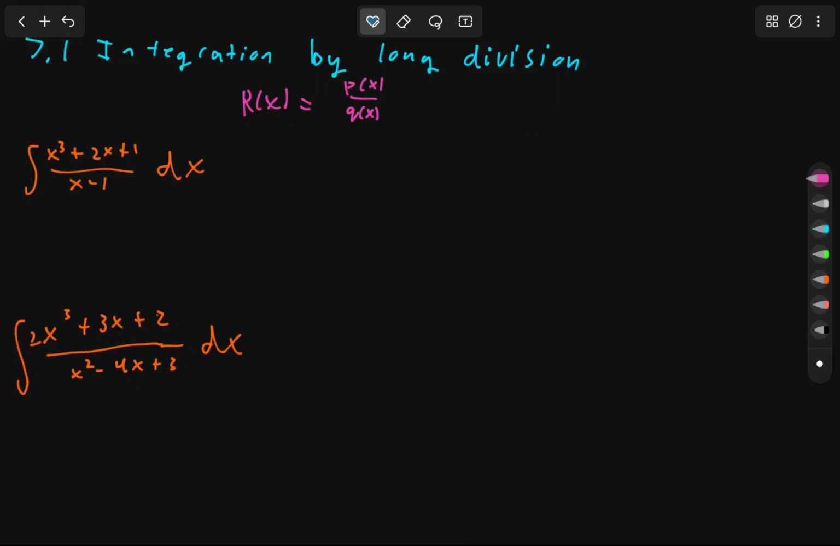Integration by long division is useful whenever the degree of the numerator, so p of x, has a degree higher than the degree of q of x. But don't worry, I'm not going to try and stump you throughout this.